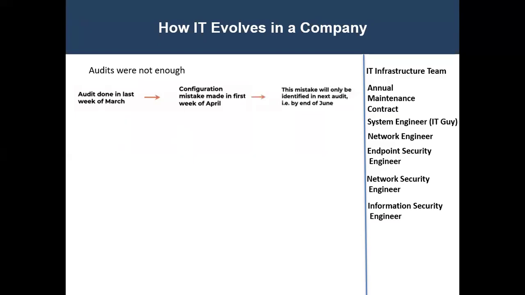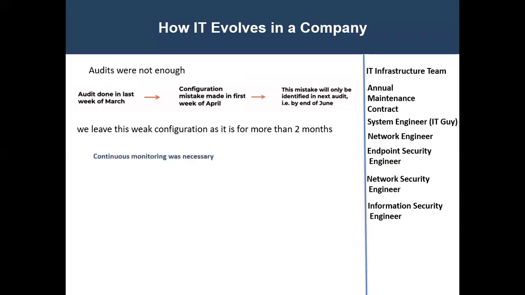Now the mistake will only be identified in the next audit, which is going to happen at the end of June. So it means we leave this weak configuration as it is for more than 2 months, which is not correct, because an attack may happen in between. If the attacker discovers these vulnerabilities, that will be a different mistake, right? So here what we require is continuous monitoring, which is very important and necessary.